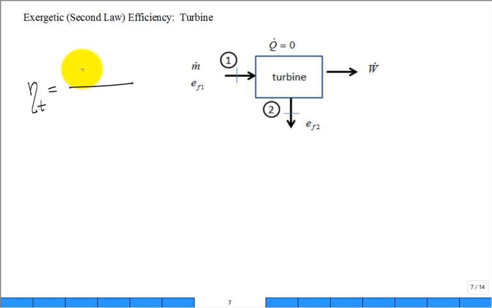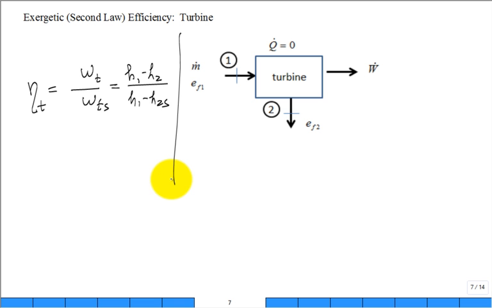Kind of like the work out of the turbine actual compared to if it would have been isentropic expansion through the turbine. And then you say, well, let's put that in terms of enthalpies. Sure, that would be H1 minus H2 divided by H1 minus H2S. But now we have another new efficiency. We could call it the exergetic efficiency. We could call it the second law efficiency, and we have to have a different symbol, and it won't be exactly the same in numeric value for the same conditions of our turbine.